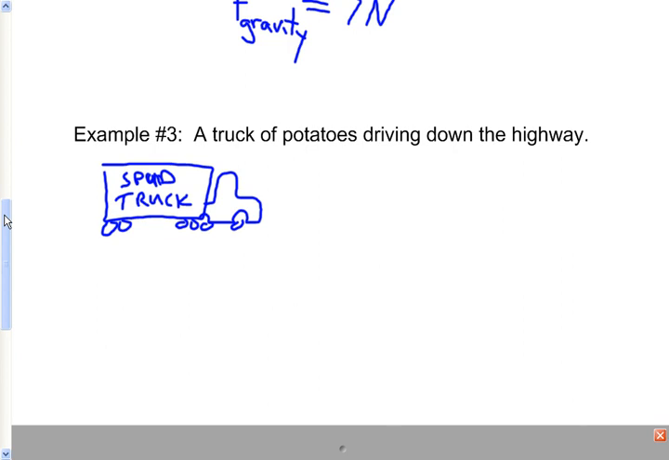Well, let's see. Let's give ourselves a road. And now, if I draw the forces acting on the truck, we can imagine that gravity is acting down.